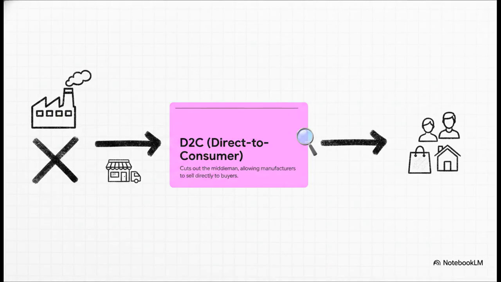A really crucial point here is how the emerging D2C model, direct to consumer, is completely reshaping the landscape. This model literally cuts out the middleman. It entirely bypasses the traditional wholesalers and retail stores to give you a direct pipeline straight to the manufacturer. It is a massive, game-changing shift in how brands build relationships directly with their buyers.